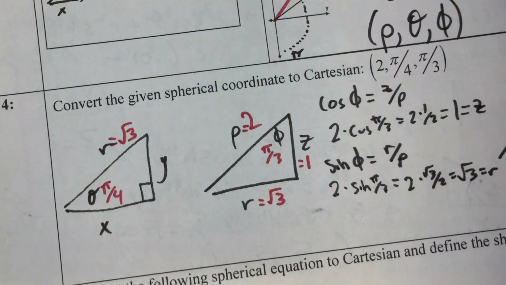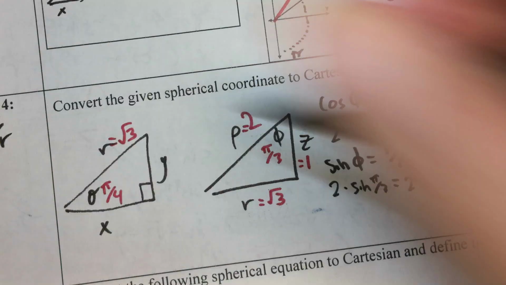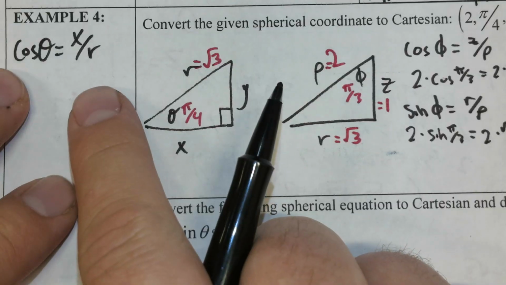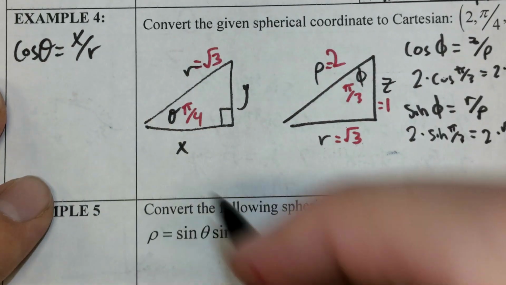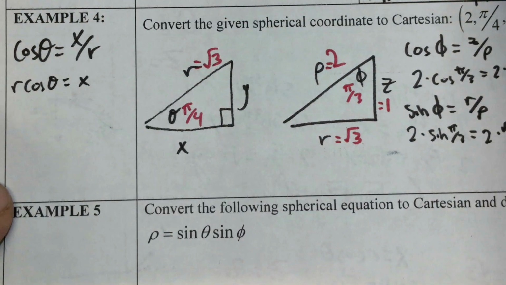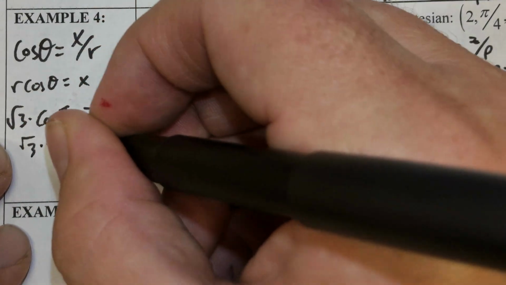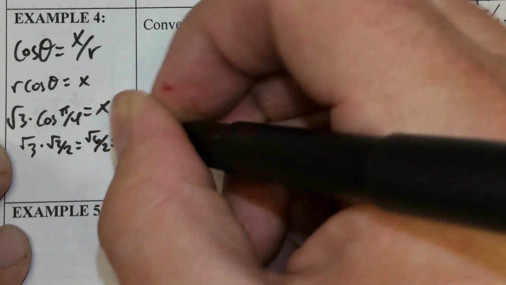That means if cosine theta is x over r, or if x equals r cosine theta, that would be rad 3 times cosine pi over 4 is x. That'd be rad 3 times rad 2 over 2. That's rad 6 over 2 is x.